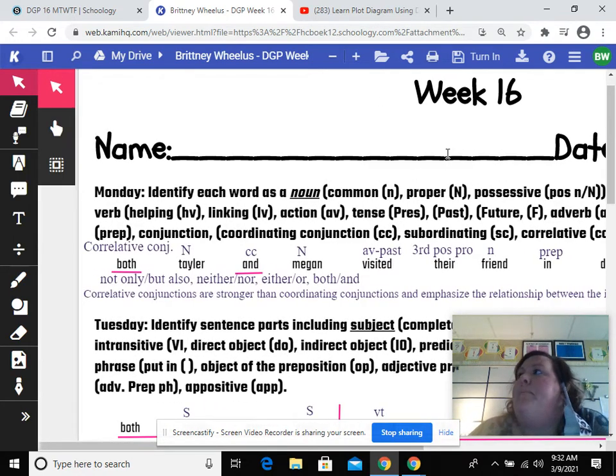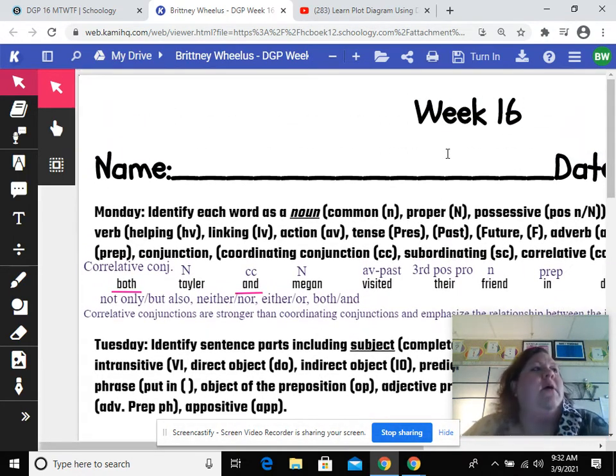So the word both, okay, this is a word that we have not had before. This is our first time having it this year. All right, but both is what we're going to call a correlative conjunction. All right, both is what we call a correlative conjunction. And those words are going to be not only, but also, neither nor, either or, both and.